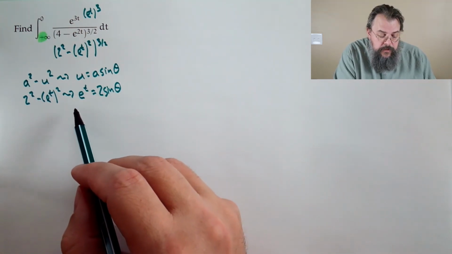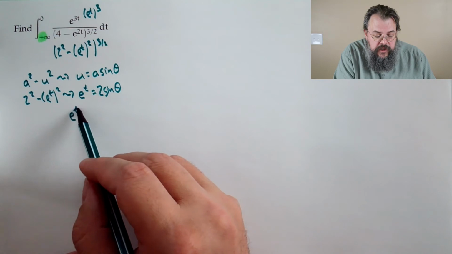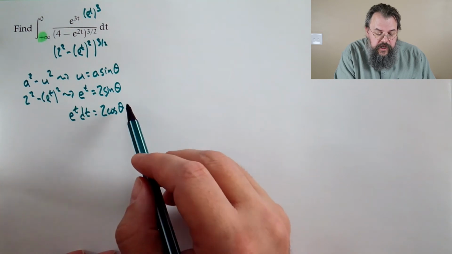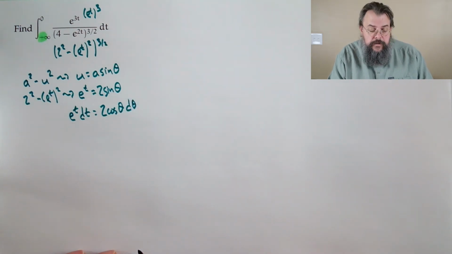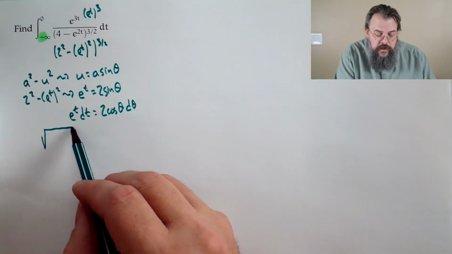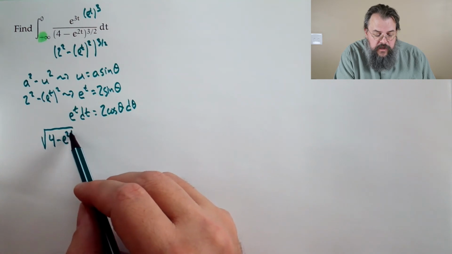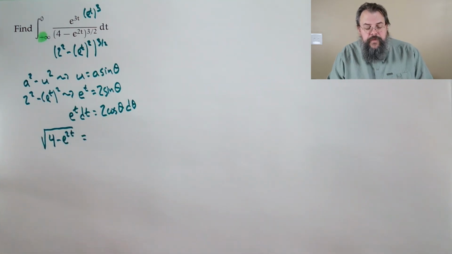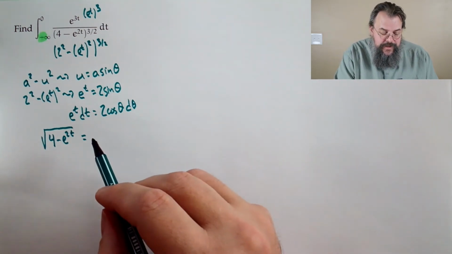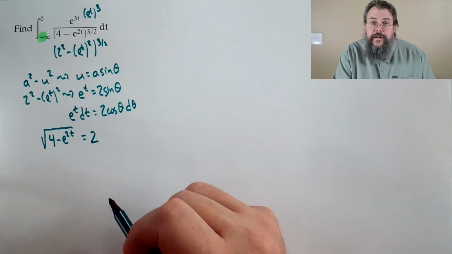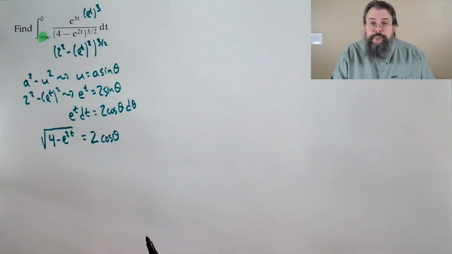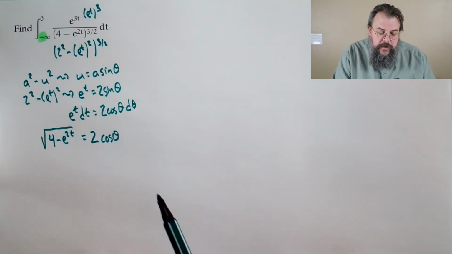So now we just have to work through what's going on. So e to the t dt is 2 cosine theta d theta. All right, that's not so bad. Well, what else? The square root of 4 minus e to the 2t. Well, what's going to happen? It's going to be 4 minus 4 sine squared. And so you can pull out the 4, that makes it a 2. And the square root of 1 minus sine squared becomes the square root of cosine squared. So cosine theta. All right, well that's great.